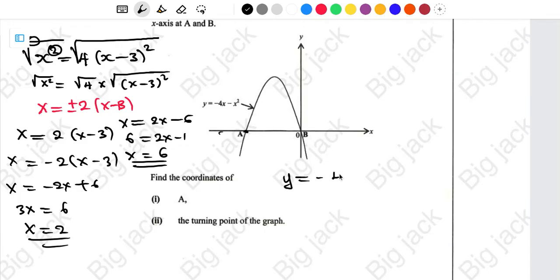Okay, so we need to say y is equal to 0. So if y is equal to 0, what are we going to have? We're going to have this. Then I can factorize what is common here. So negative x is common, then this is going to give us 4. Then here what are we going to have?